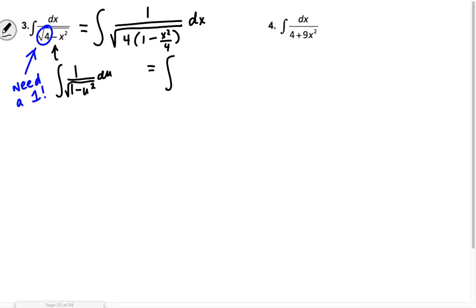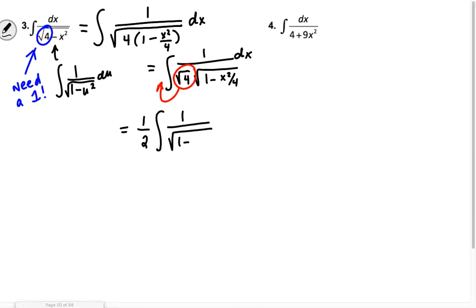So I'm going to have the square root of 4, and I'm going to have the square root of 1 minus x squared over 4. And that square root of 4 is going to go on the outside as what number? 1/2. You see it because it's on the denominator, so 1 over. Now we have this, and we need to identify x squared over 4. What is being squared to get that x squared over 4? X over 2, right? That's going to be the u. So we're letting u be x over 2.